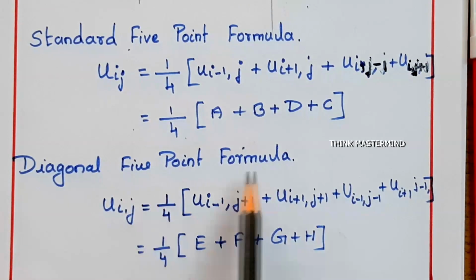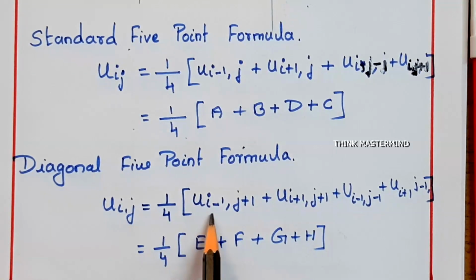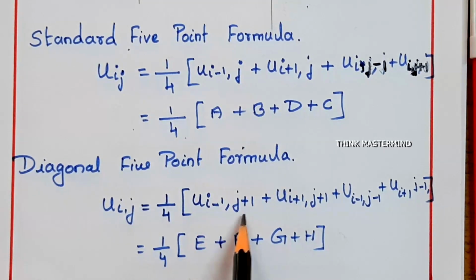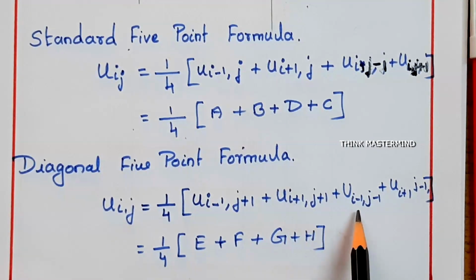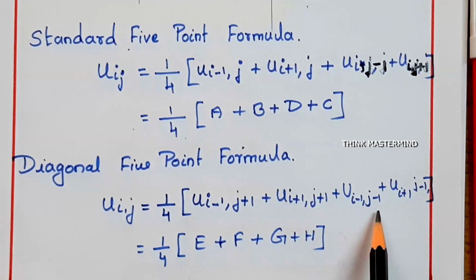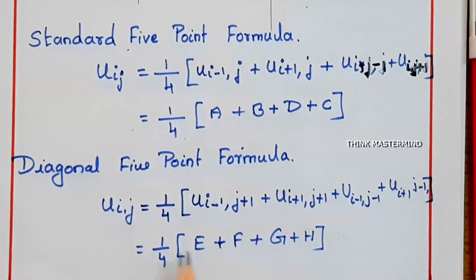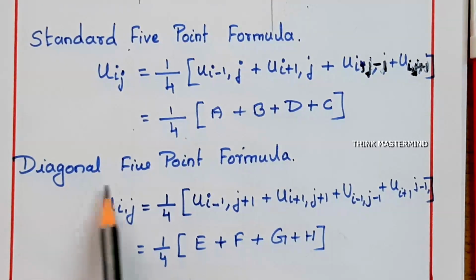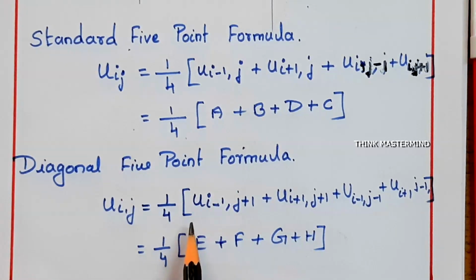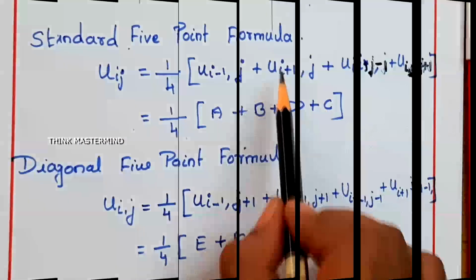Similarly, the diagonal 5-point formula is u(i,j) is equal to 1 by 4 times of u(i-1,j+1) plus u(i+1,j+1) plus u(i-1,j-1) plus u(i+1,j-1). That is represented by the points 1 by 4 times of e plus f plus g plus h. The diagonal 5-point formula is used to find only the initial value. Remaining, we continue with the standard 5-point formula.